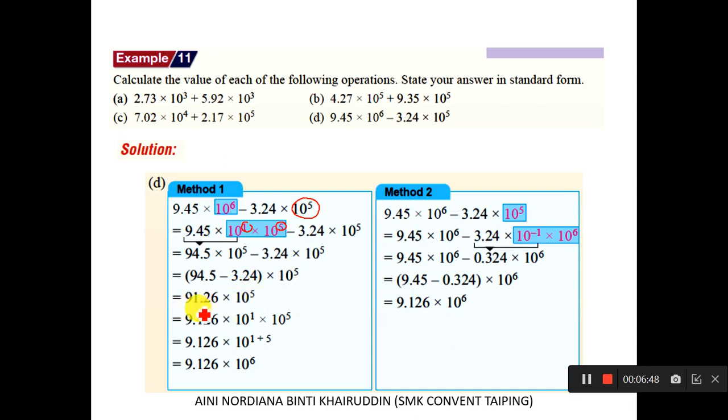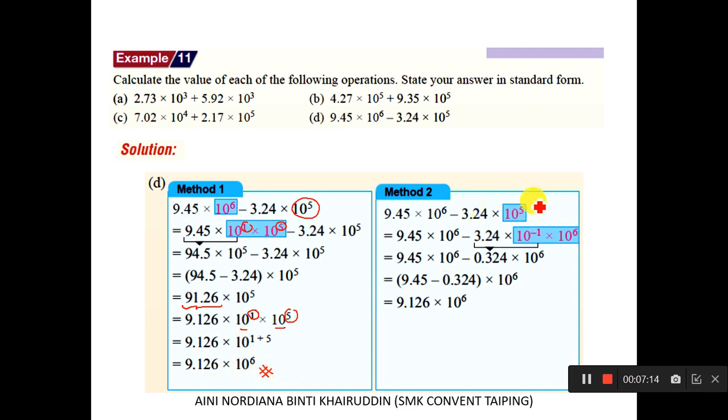So this is not in standard form. So 91.26 changes to standard form. It becomes 9.126 times 10 to the power of 1 times 10 to the power of 5. So we just add the power because the bases are equal. So this is the final answer.